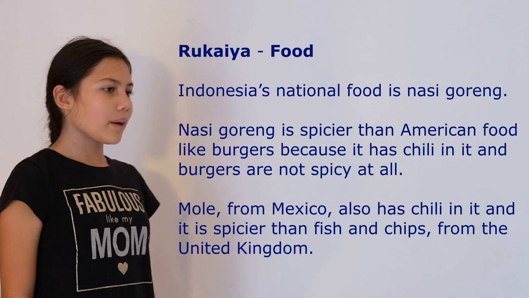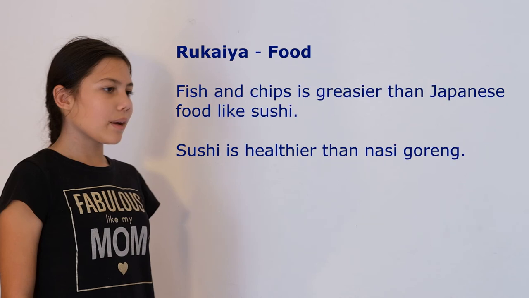Every country has their own national food. For example, Indonesia's national food is nasi goreng, and nasi goreng is spicier than American food, like burgers, because it has chili in it, and burgers are not spicy at all. Mole is from Mexico, also has chili in it, and it is spicier than fish and chips from United Kingdom. Fish and chips is greasier than Japanese food like sushi, and sushi is healthier than nasi goreng.